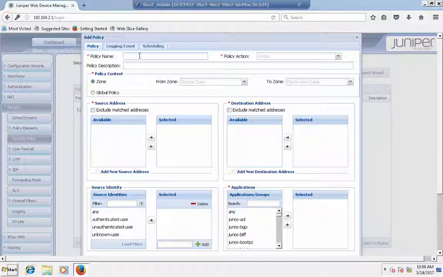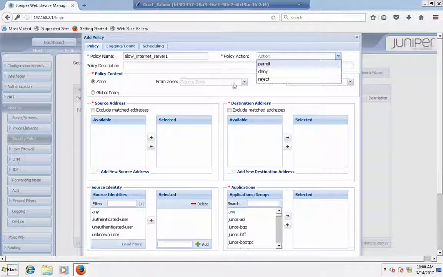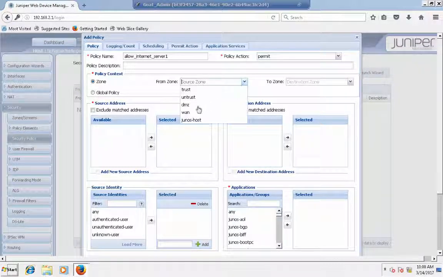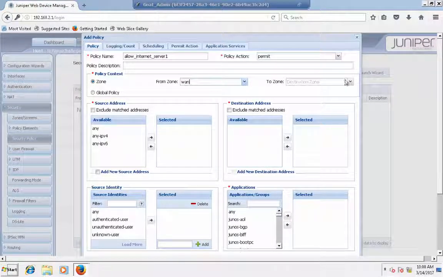What should we do first? Should we just do the port 81? Allow internet server 1. We will permit this from zone. It'd be nice if this was contextual. Like if you were looking at internet to DMZ, it would pre-fill out the form for you. But it's not. Okay, so we've got allowing from there to there.